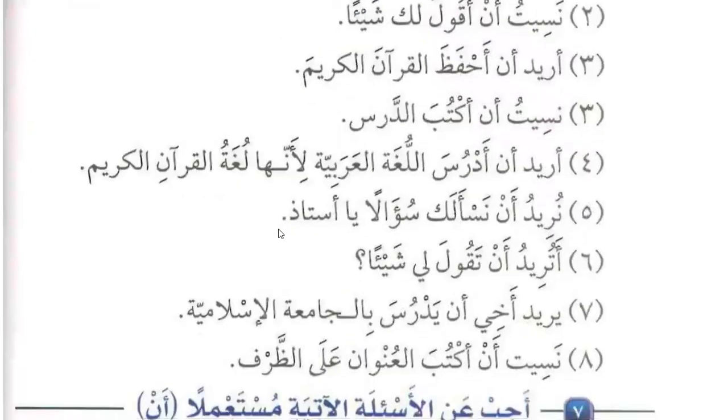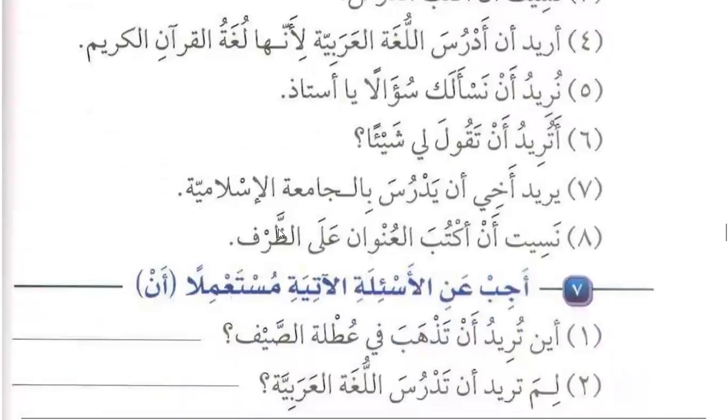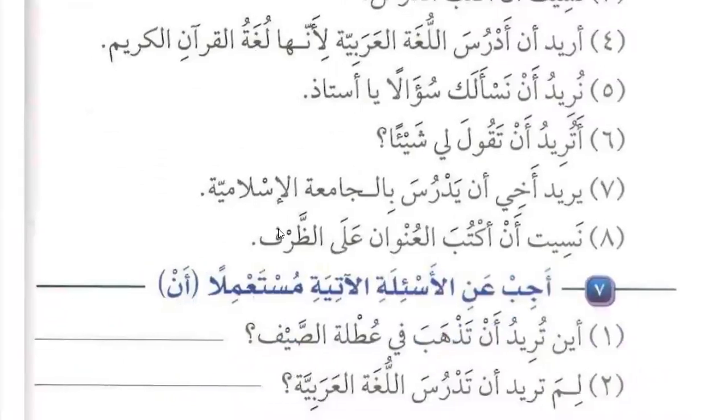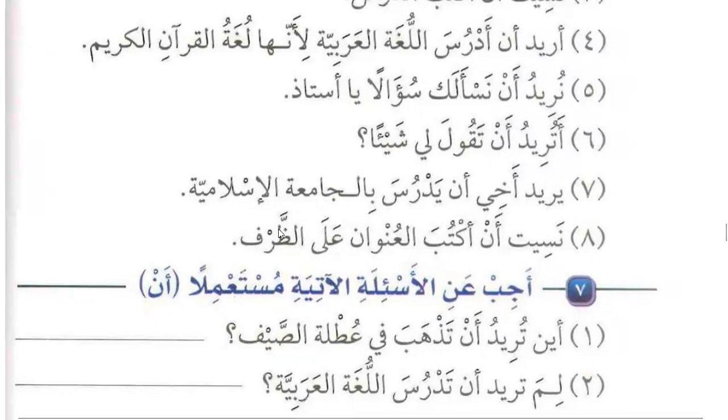So here we learn that after the addition of an, fi'l muzari becomes mansub. And we use an when we have two fi'l muzari, two verbs in the same sentence. Noor? Which number? Number 5. Turidu an. Nuridu an nas'ala su'alan ya ustaz. Aturidu an takula shay'an? Yuridu akhi an yadrusa bil jami'atil islamiyyati.